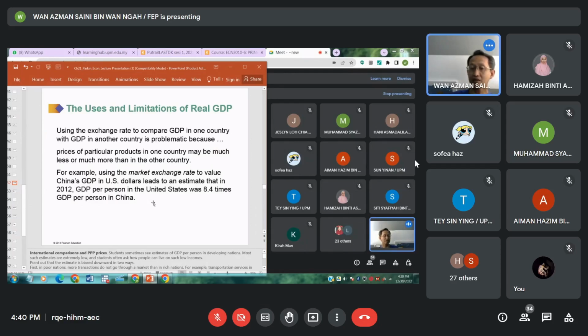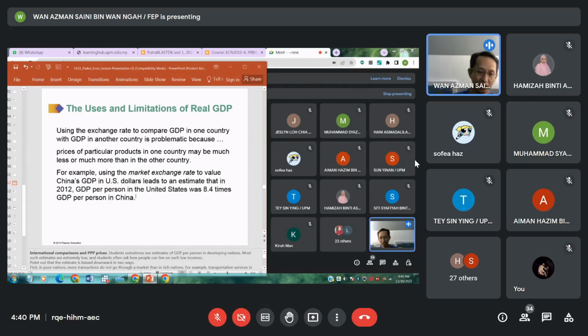So this is the case if you just take the market exchange rate. Let's say the rate is 4.4 now, and you just take whatever GDP in China and convert it into dollars. This is what you're going to get. The gap is huge. Americans are richer, more superior in terms of standard of living, and the gap is 8.4.